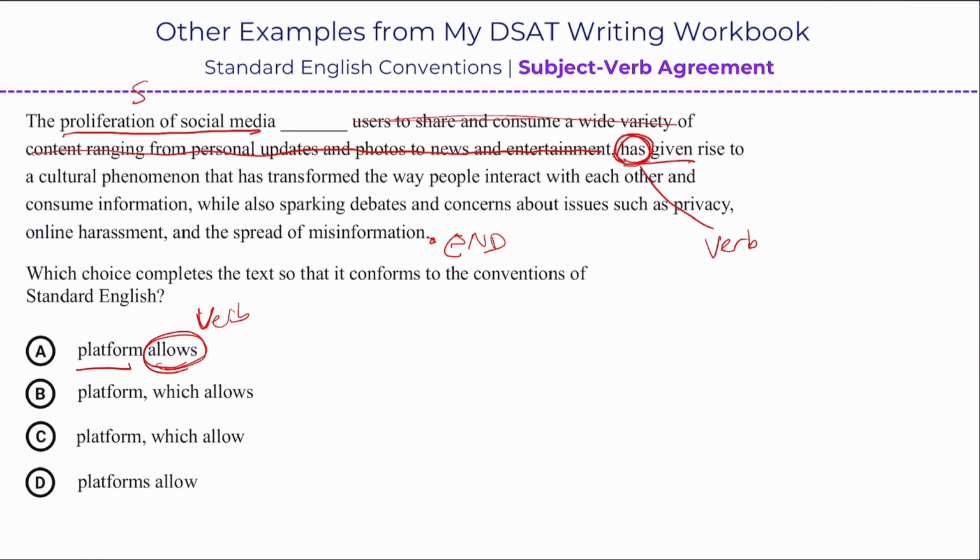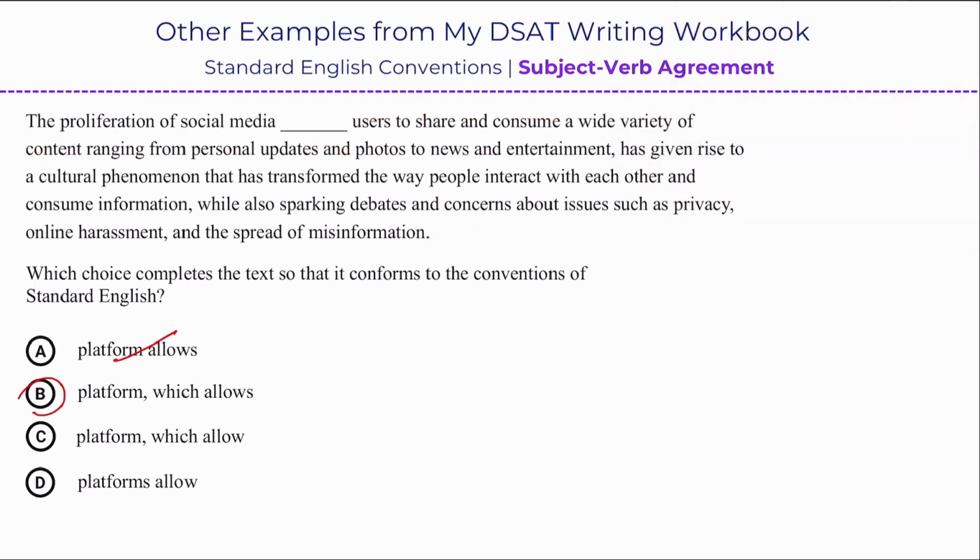Now, B fixes that problem by creating a non-essential which clause, right? Non-essential information, which is the which relative clause. So if I say now the proliferation of social media platform, this is going to be the subject, right? Now I have non-essential information, this which clause. So this verb allows belongs to the dependent clause, right? This which clause, right? So which allows users to share and consume a wide variety of content ranging from personal updates and photos to news and entertainment. So this relative clause, if you just read it, you can figure out where it ends.